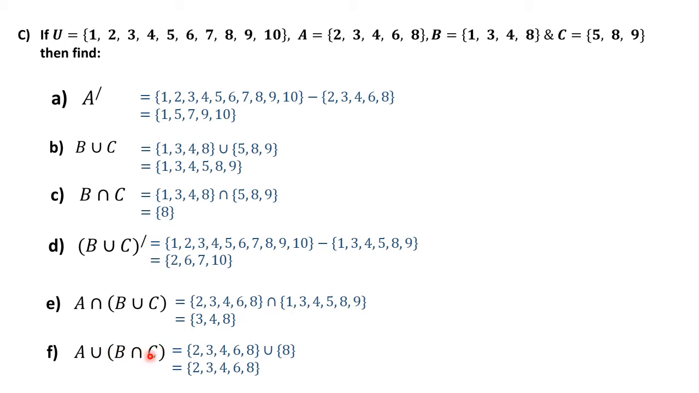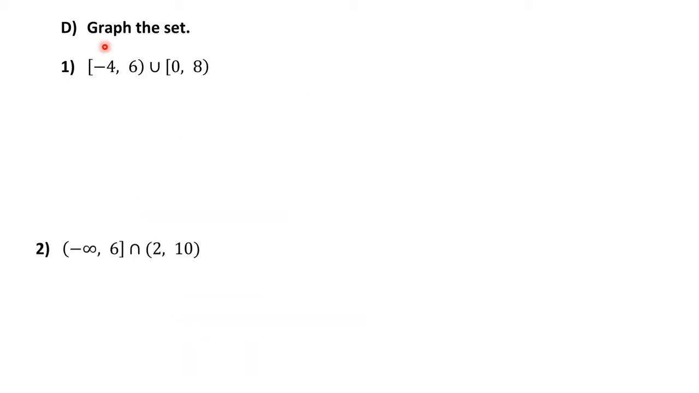So join these two, we'll get 2, 3, 4, 6, 8. Graph the set number 1, minus 4 to 6. Minus 4 is closed, 6 is open. Union: 0 to 8, 0 is closed, 8 is open.